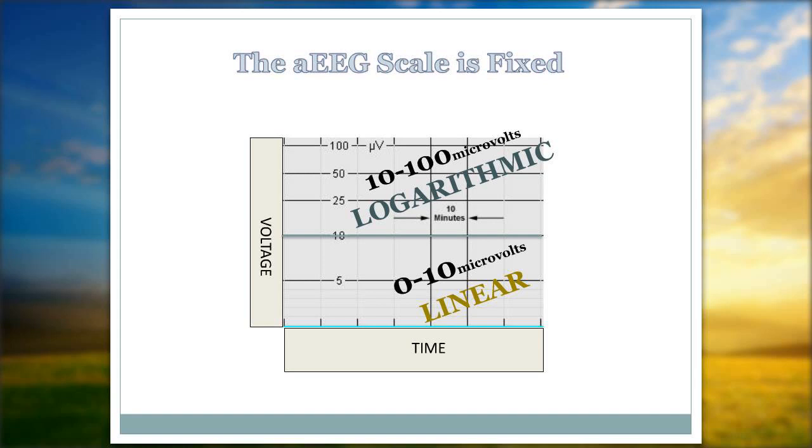The other thing to keep in mind is that the paper speed and the time compression is always the same for every monitor. And so when we look here, we see these hash marks along the bottom axis where we see the time scale, and those hash marks represent 10 minutes of time. So you remember that I said it takes 15 seconds to make one line of aEEG, so that means it takes about 40 of those strokes to fill in 10 minutes of time.